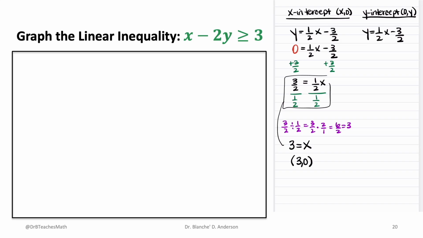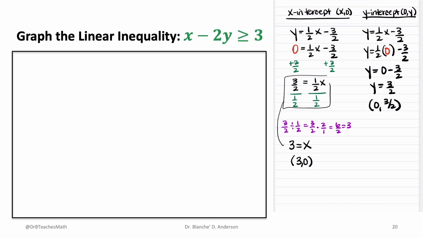Now for the y-intercept, to find the y-intercept, we set x equal to 0 and solve for y. So we have y equals 1/2. This is going to be 0. And then minus 3/2. So y is equal to 0 minus 3/2. So y is equal to negative 3/2. So when x is 0, y is equal to negative 3/2. And we know that 3/2, that's just 1.5. Okay, so we have our x-intercept and our y-intercept.